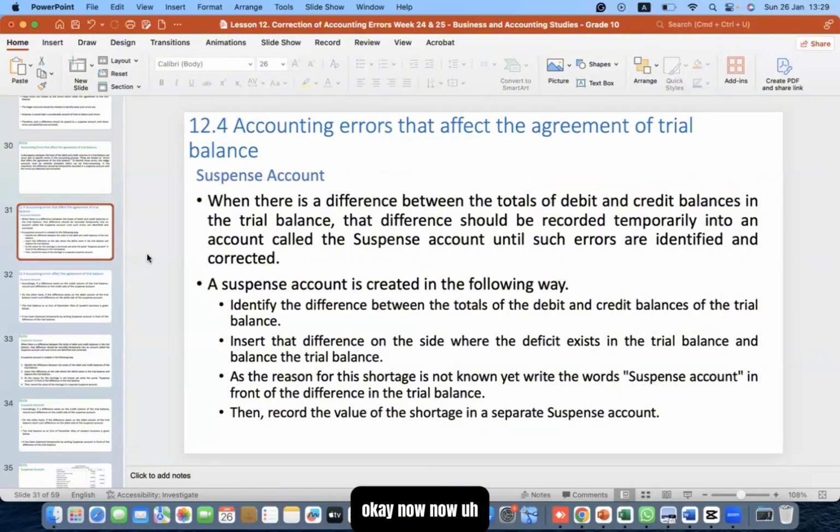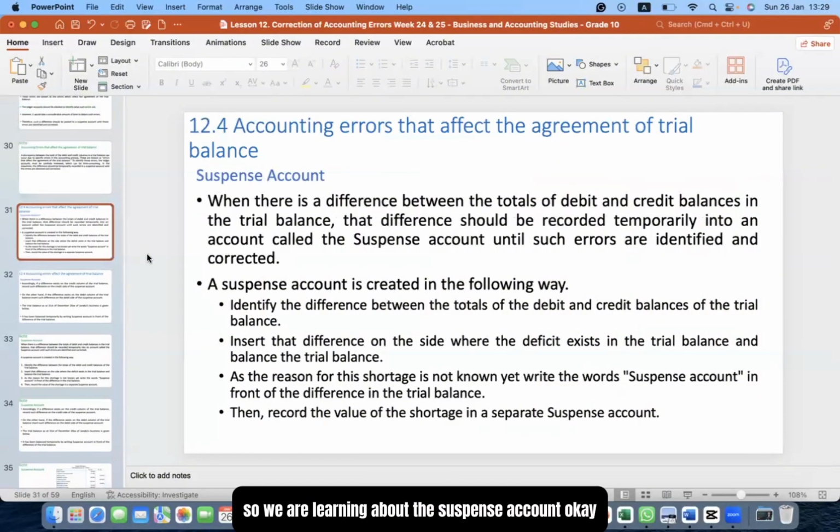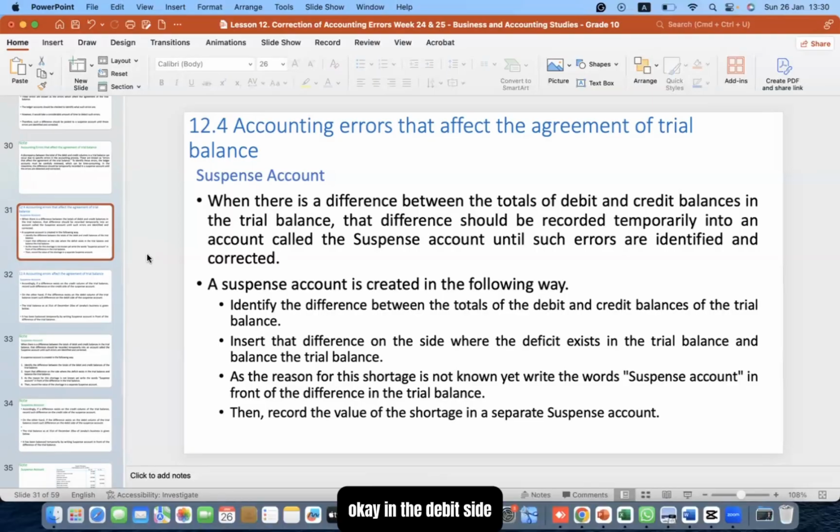Okay, now so we are learning about the suspense account. As we discussed already, what has happened is now in the trial balance, the debit column and the credit column are different. In the debit side there is one balance, whereas in the credit side there is another balance. So once we total these balances, they do not tally, they are not equal.